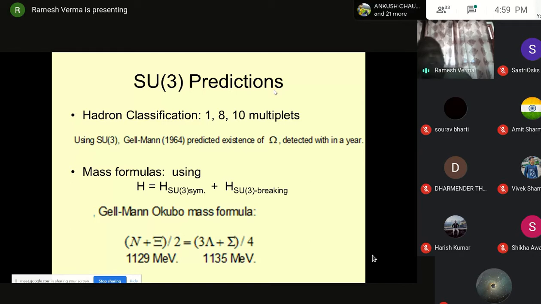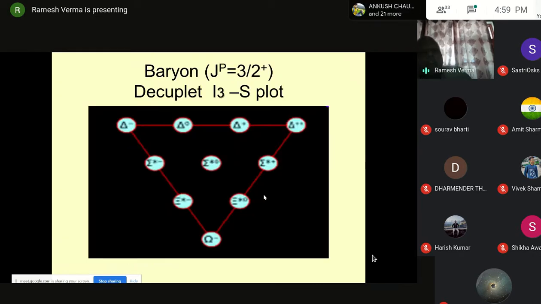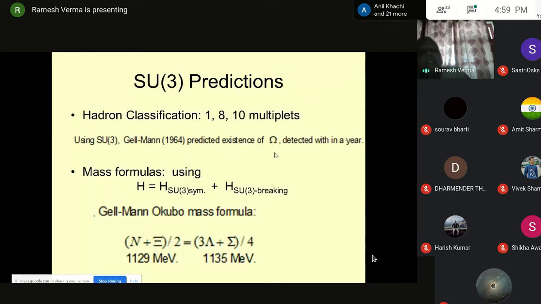As I mentioned, the following decuplet, because 9 could not be fit in the octet, so we have to go for the next representation, that is 10. So the Omega was missing, and in 1964 he actually predicted it, and within a year or so this was observed exactly at the right place.